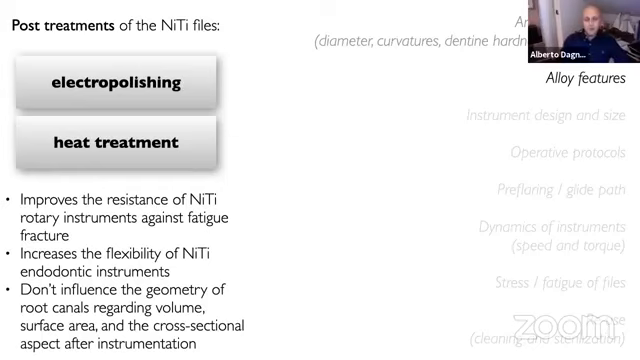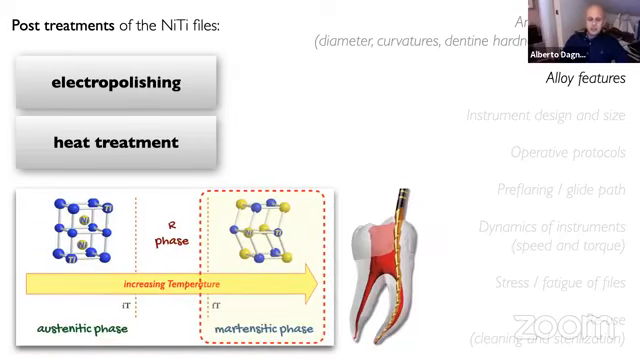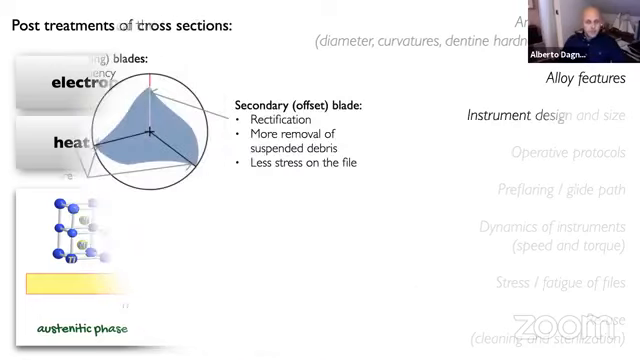So when we have to choose a file, the ideal condition is to choose a modern file, a last generation file. Many files on the market are available in a new martensitic phase, in a new martensitic alloy that is super elastic, is more resistant, more flexible, and more plastic, so is more resistant inside the root canal.